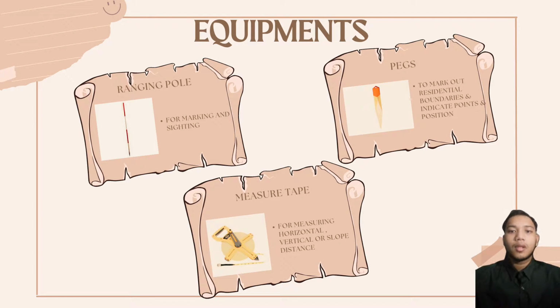Assalamualaikum warahmatullahi wabarakatuh. My name is Muhammad Nasrul bin Muhammad Khairi. My matric number is 01DK81F1073. Next I will explain about the equipment that is used in curve ranging.